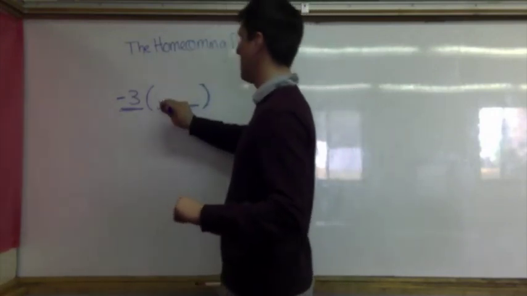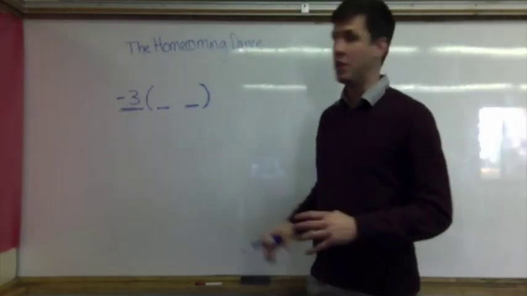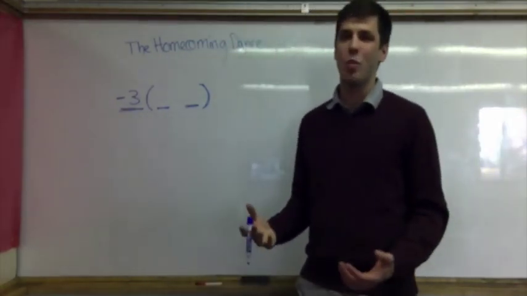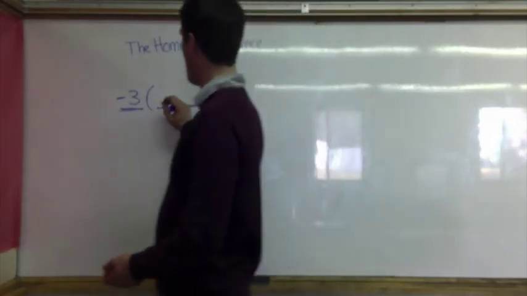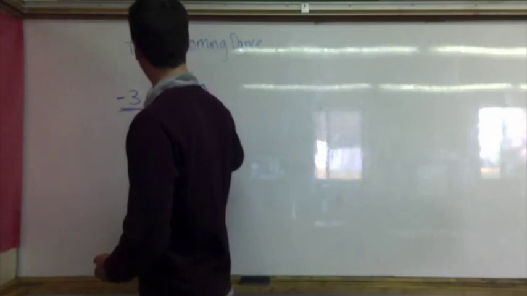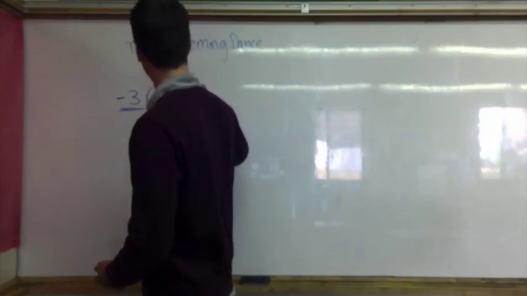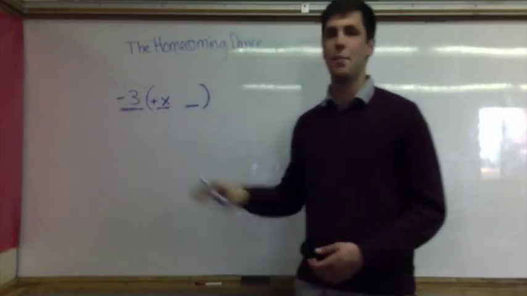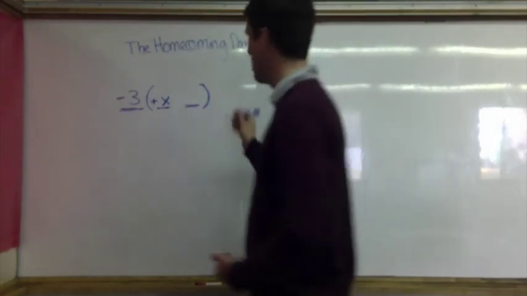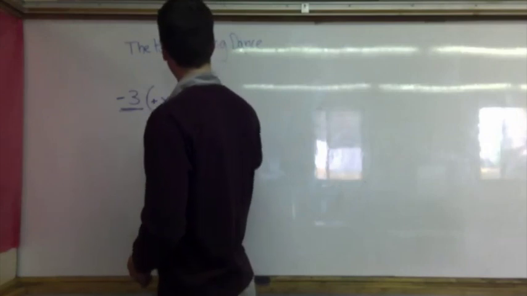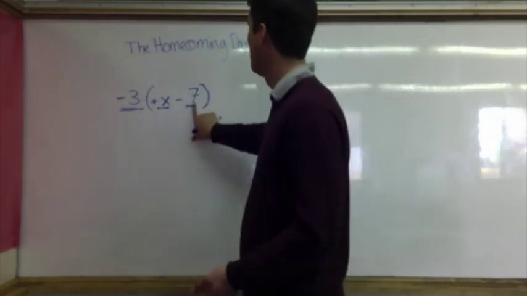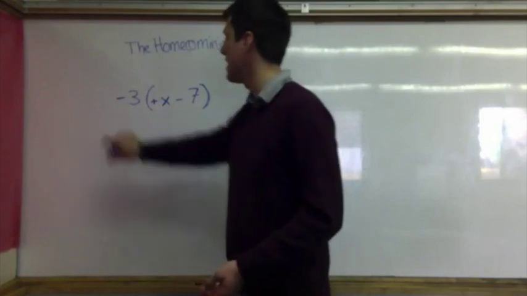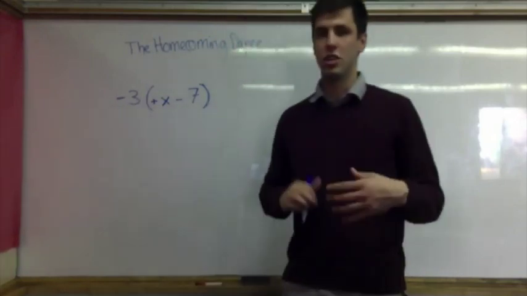And so the first contestant here, the person who -3 is looking to ask to homecoming, even though they're negative and they don't really want to go. That first person is a positive X. So they're a positive person, and that person is X. The second person is going to be a -7. So it's 7, and 7 is negative. They aren't looking forward to homecoming. So those are our 2 contestants.